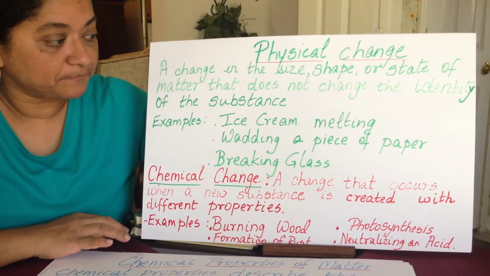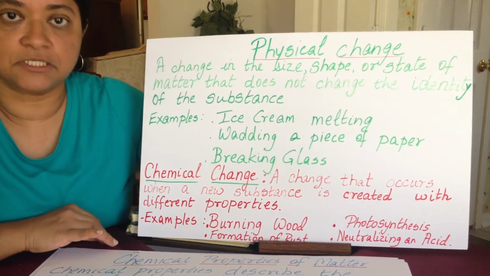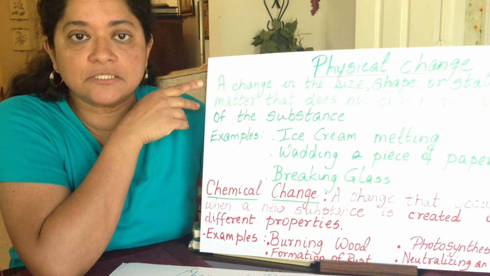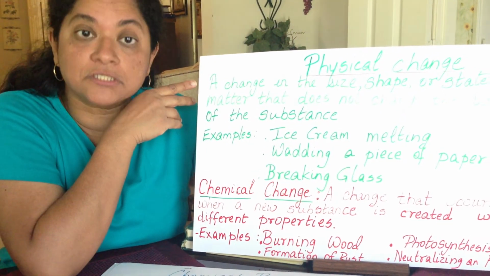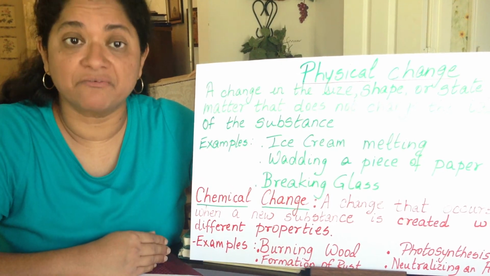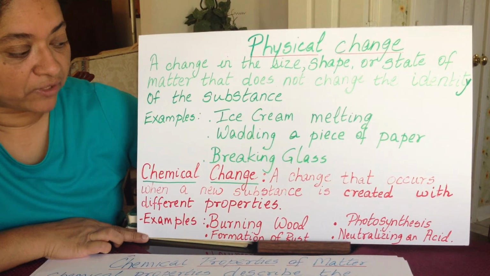A chemical change is a change that occurs when a new substance is formed. So that's the key. In a physical change, there is no new substance formed. Some of it is reversible. Whereas in a chemical change, a new substance is formed and it is irreversible. And examples are given here.